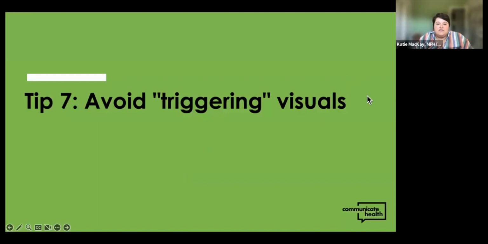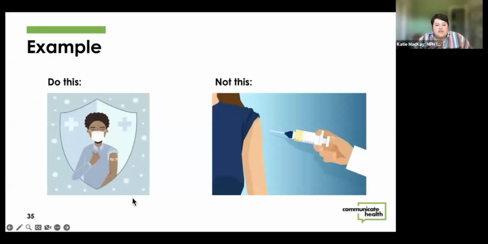Tip 7 is to avoid triggering visuals. And this could look a lot of different ways based on what the material is. But there are certain things like needles and blood, for example, that might be hard for people to see or turn them off from a material. So instead, you can show the intended outcome or behavior. For example, here we have a person who received a vaccine versus them getting the vaccine itself, where there's a photo of a needle.